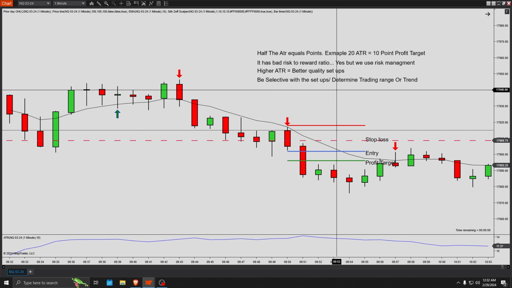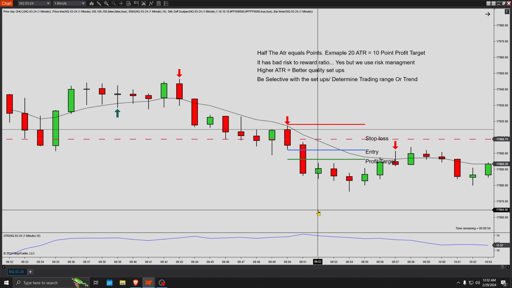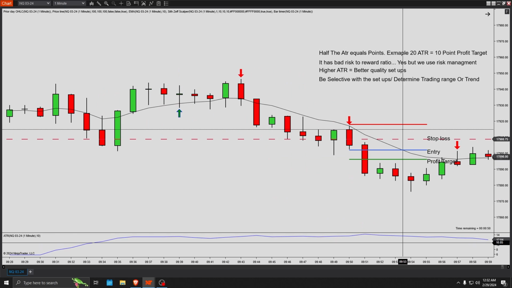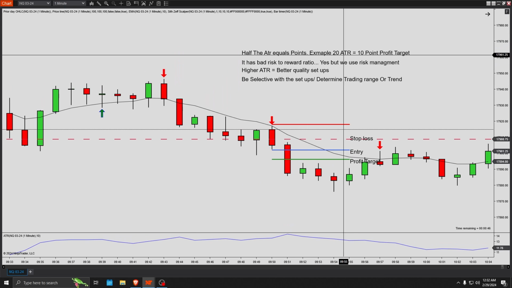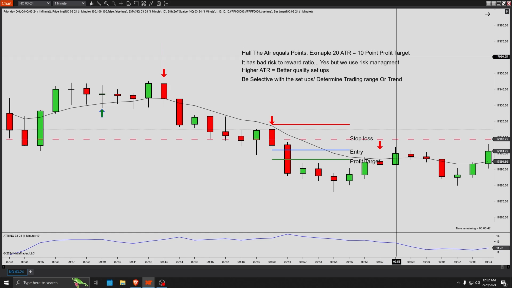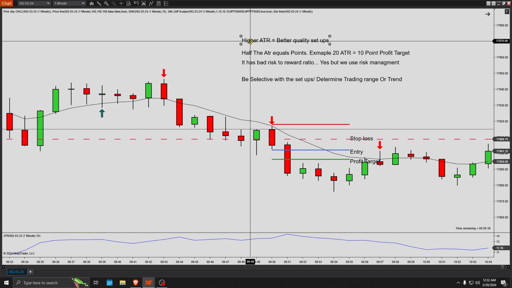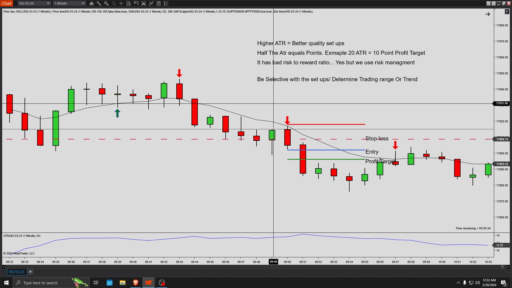Okay, so that's the ATR, the average true range. That's how it works. Today, we'll just say around 10 to 12. But half the ATR equals our points. So again, 20 ATR is a 10-point profit target. Higher ATR is definitely better. That's what you want. But you've got to be selective with the trades as well.